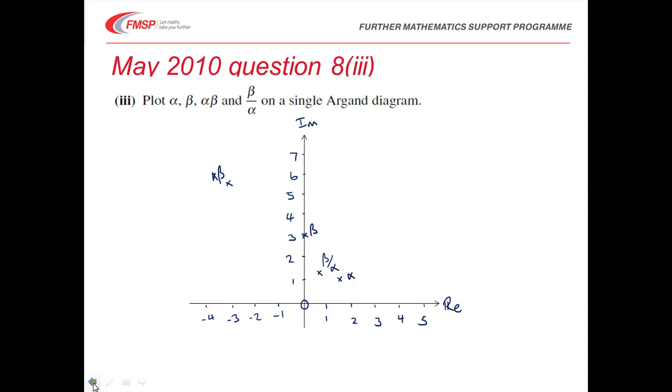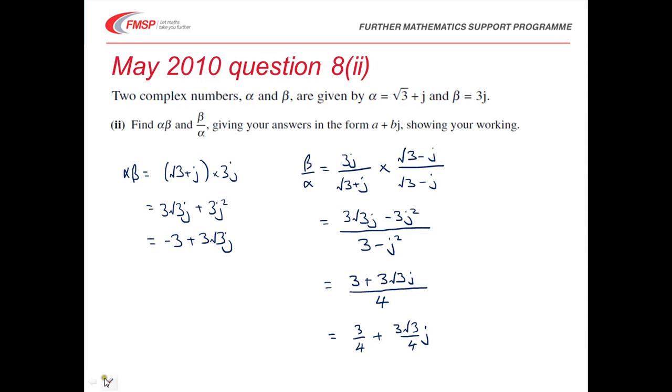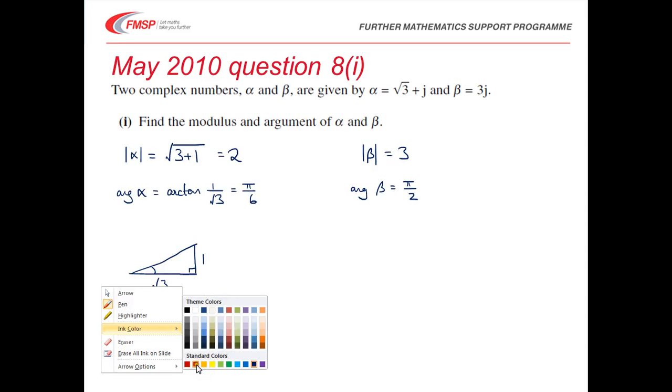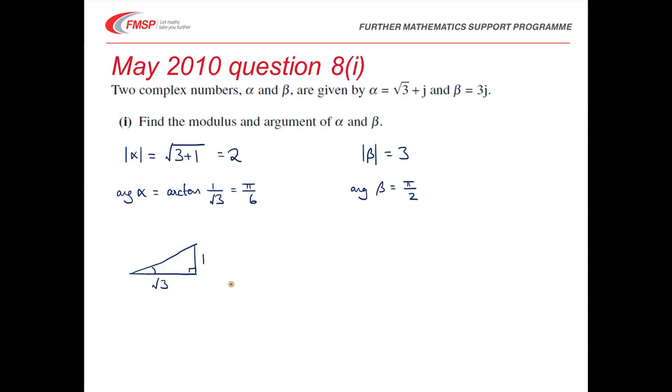Okay, let's have a look at the mark scheme for this question. For part 1, there's a mark for the modulus of alpha and another mark for the argument of alpha, and you are allowed to give your answer in degrees, and a single mark for the modulus and argument of beta, which is rather easier, and again you're allowed to give your answer in degrees.